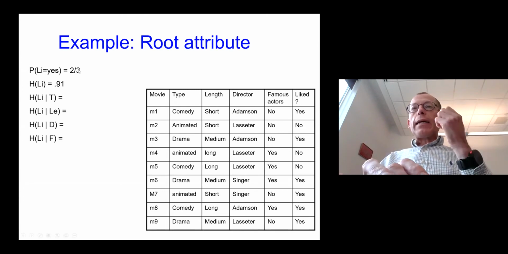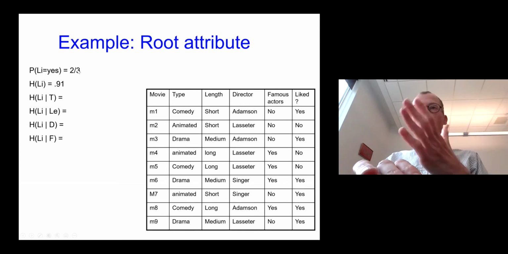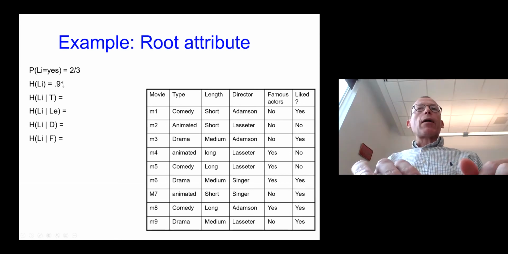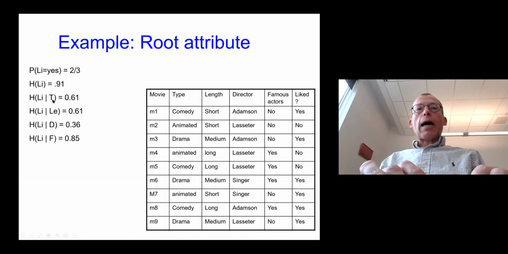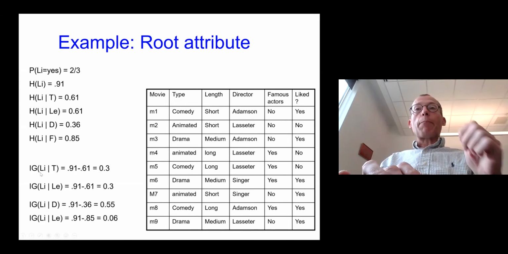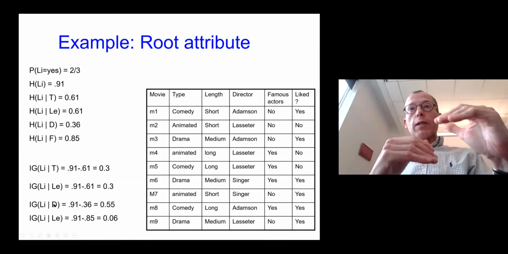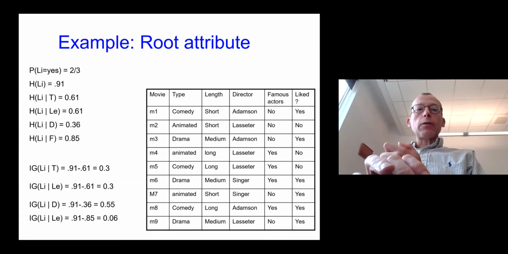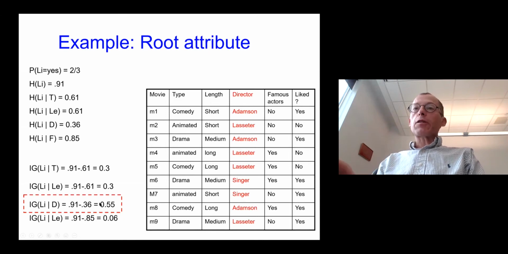Now we can compute, as I said, the entropy of the label. The label distribution is 2/3 and 1/3, so the entropy is more or less 0.91. We can also compute the conditional entropy for each of these questions, and if we do that, you see that for type and for length we have 0.61, for famous actors it's 0.85, and for director it's 0.36. So this is the conditional entropy, and now we can compute the information gain. The biggest gain we get is when we ask a question about the director. This is, of course, applied to all of the samples. When we ask using the director, we get a very low conditional entropy and a very large information gain. So this is going to be the first question that we will ask.